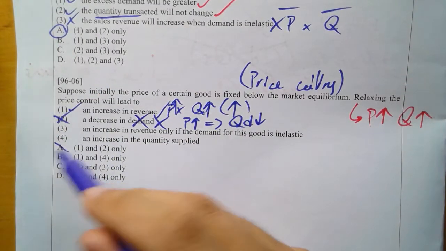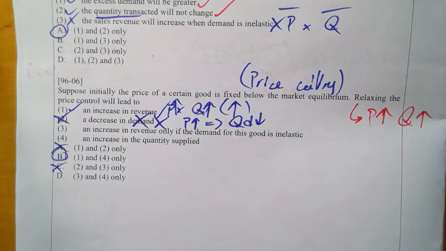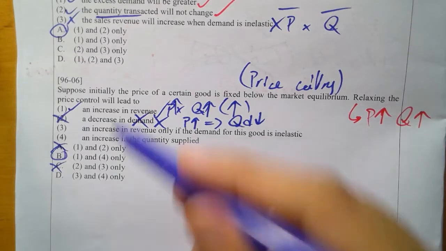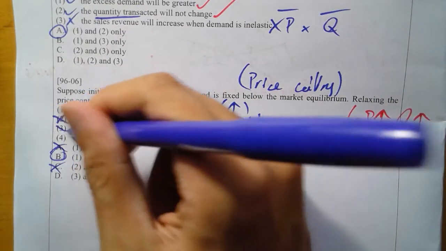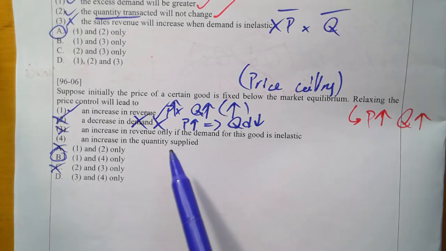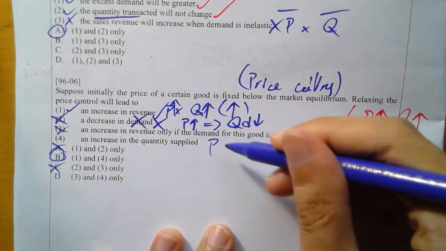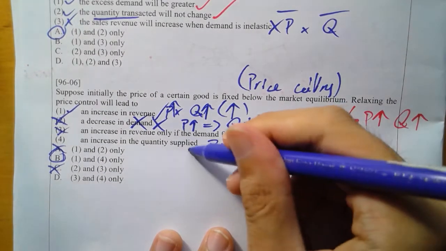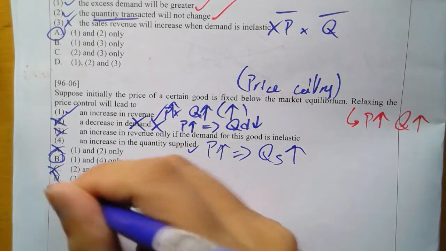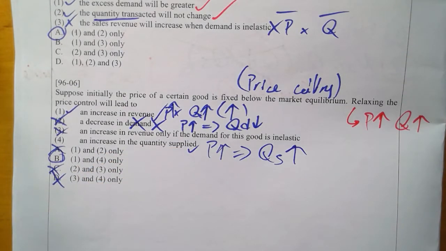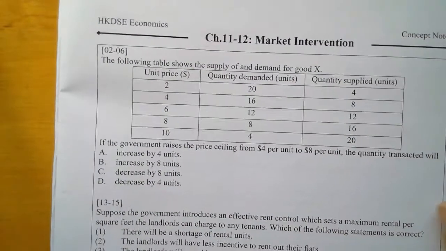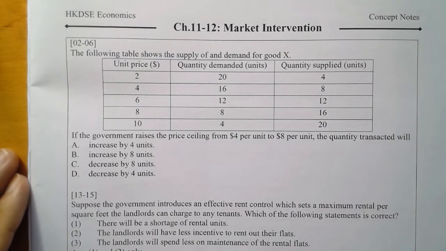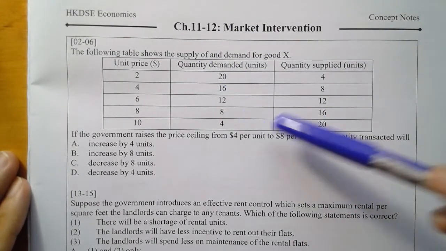Actually two options are already eliminated. We already know the answer is B, right? Now let's check the others. Increase in revenue if it is elastic, no, it must increase, we just knew that. Increase in quantity supplied. Now remember, according to the law of supply, the higher the price, the higher the QS. So 1 and 4 is the answer. This is the answer that we want.